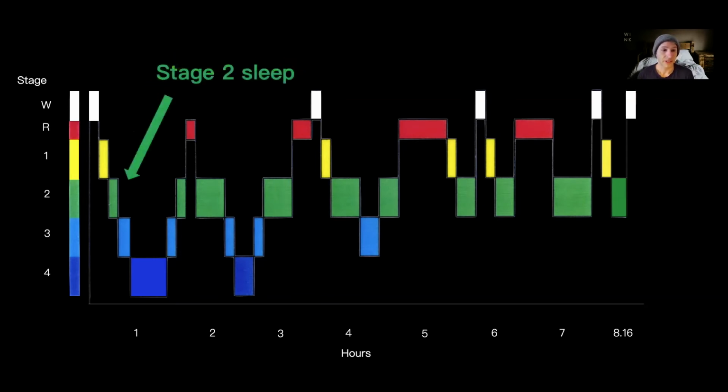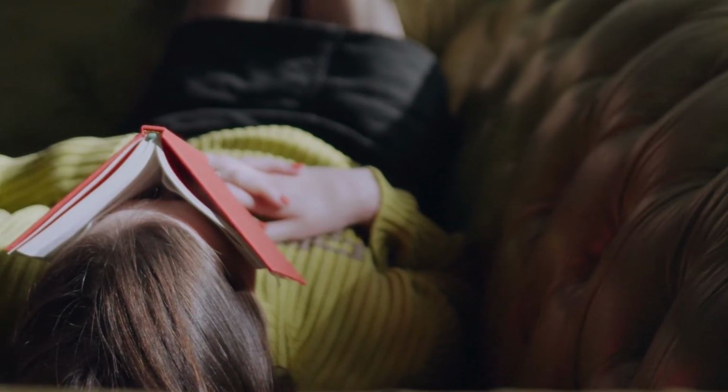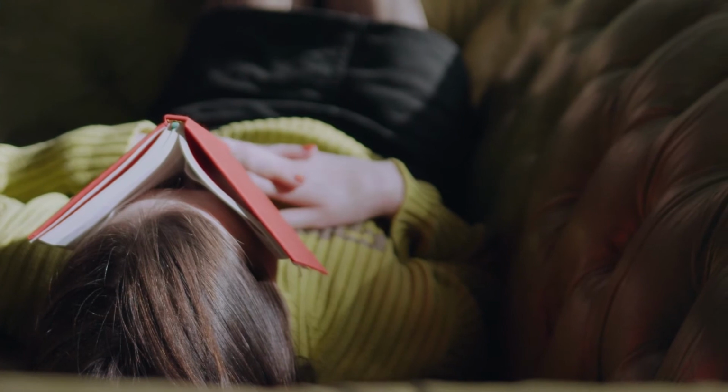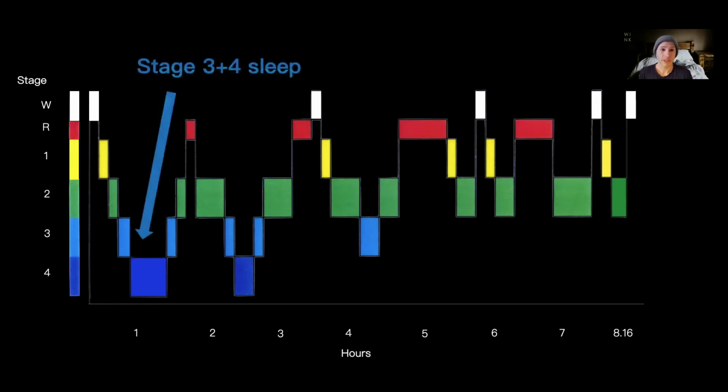The next stage of sleep is stage 2 sleep. This is more of a moderate stage of sleep in terms of its depth. And you might think about it in terms of having a nap in the afternoon and being in that zone where you think you fell asleep, but you didn't go into a deep sleep. Speaking of deep sleep, that's the next stage of sleep. So you get stages 3 and 4.